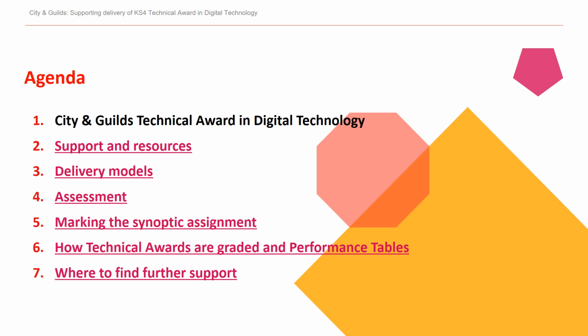During this presentation, we will look at the Technical Award basic content, the support and resources that City and Guilds provides to its centres, some suggested delivery models, how the award is assessed, how to mark the assignment, how grading is carried out and what this means for performance tables, and round off with showing you how to access the materials to support your planning and delivery.